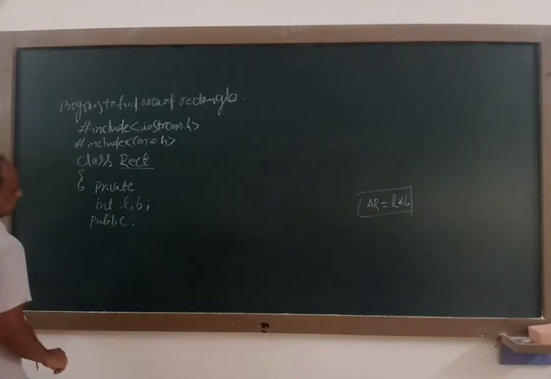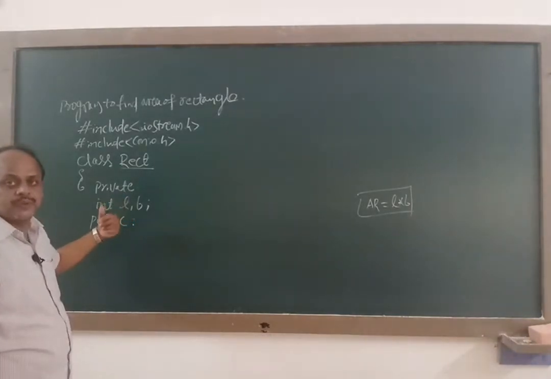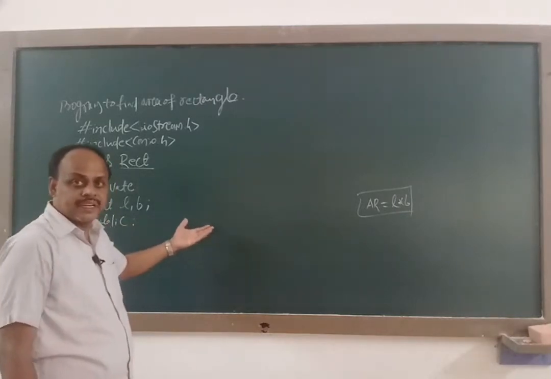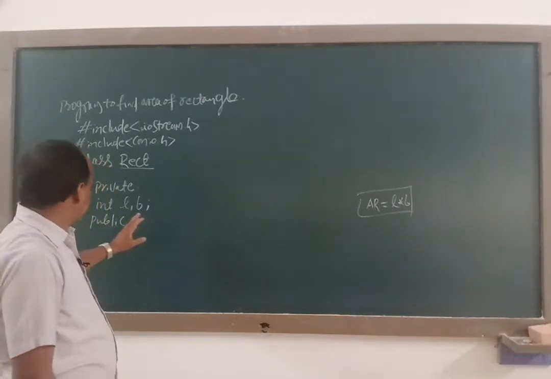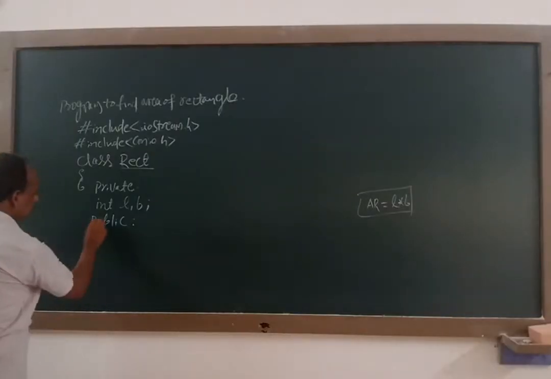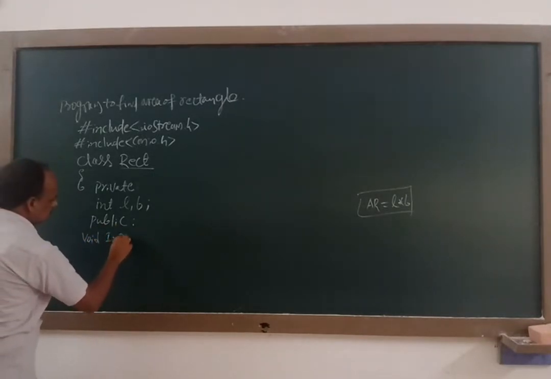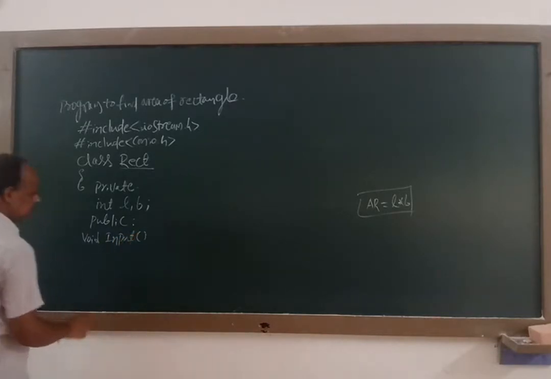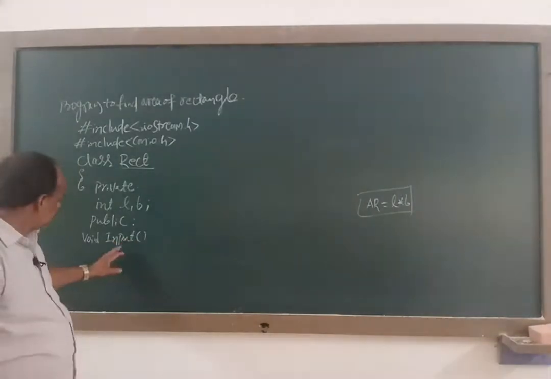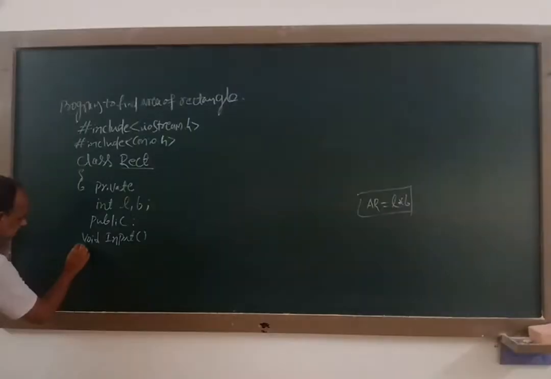Public. So first we have to accept the values of L and B. Therefore we need one function, an input function. Next we have to calculate, right? So that's why we need one more function, and display the result. That's why we need three functions here. First one is public void input function, right? I am defining the member function inside the class. Therefore don't put a semicolon here, write the input function code within the class, that is here only.